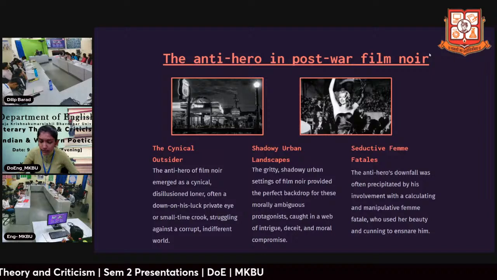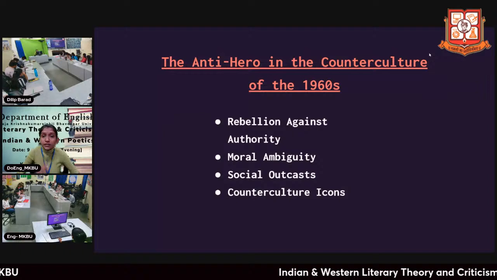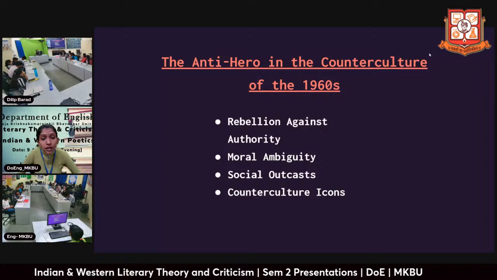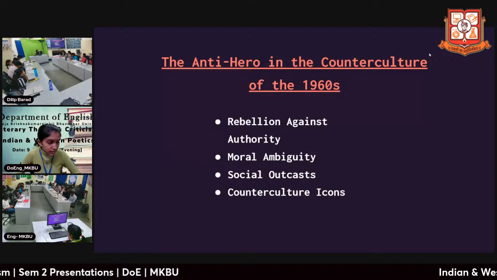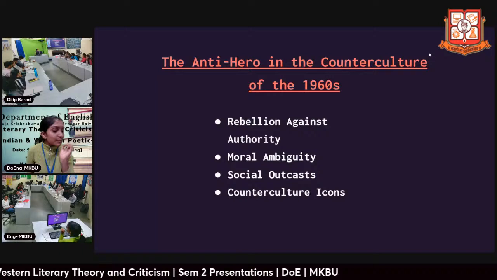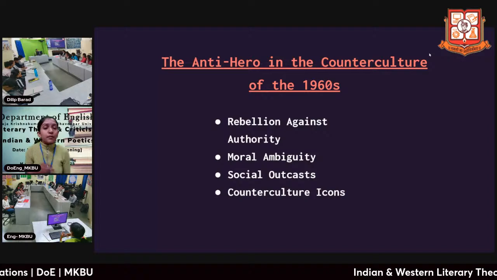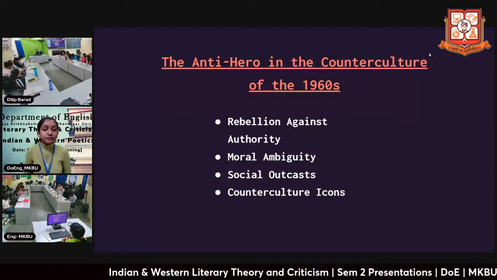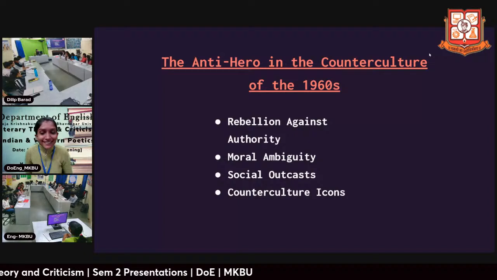The anti-hero in the counterculture of the 1960s: rebellion against authority, moral ambiguity, social outcasts, and counterculture icons. If we look at these points in one particular movie, we have a movie from 1965. And we also find how this kind of anti-hero, the protagonist, rebels against authority. In a way, he crosses the boundaries of justice and morality and all.